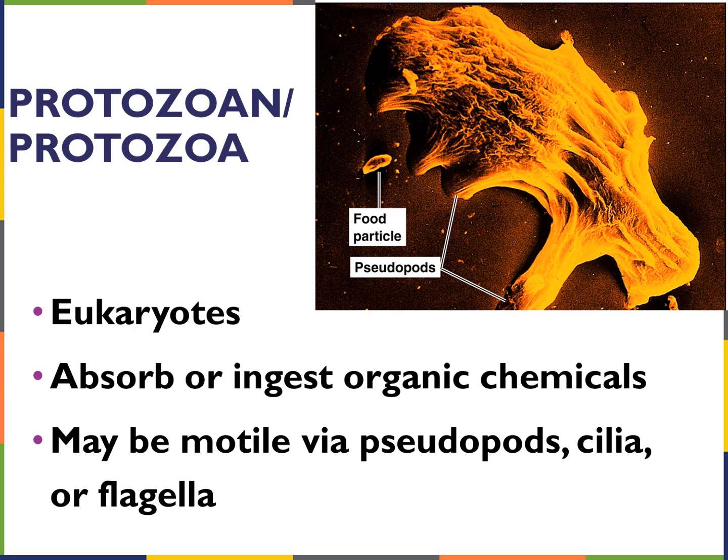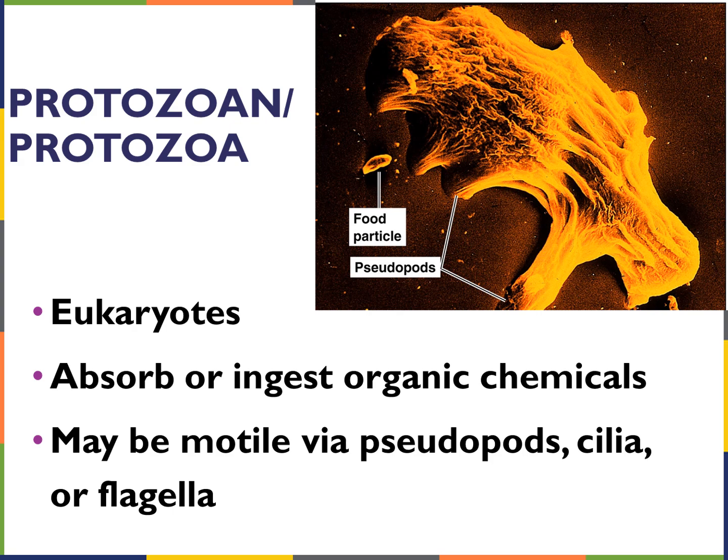Okay, so this next slide talks about the protozoans. You can take that word and break it down. Proto means first, zoa means animal, first animal. It was thought that these were the first animals that were in existence. They are single-celled, so that means the entire animal only consists of one cell.